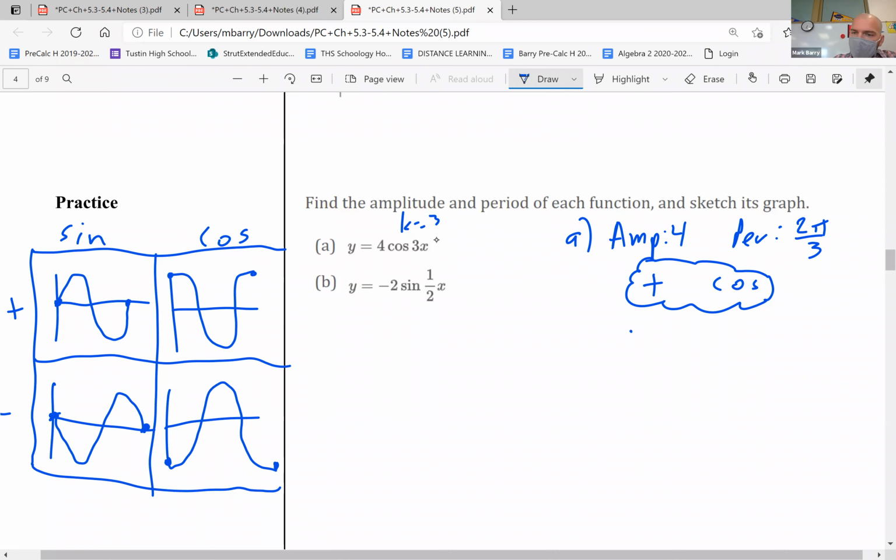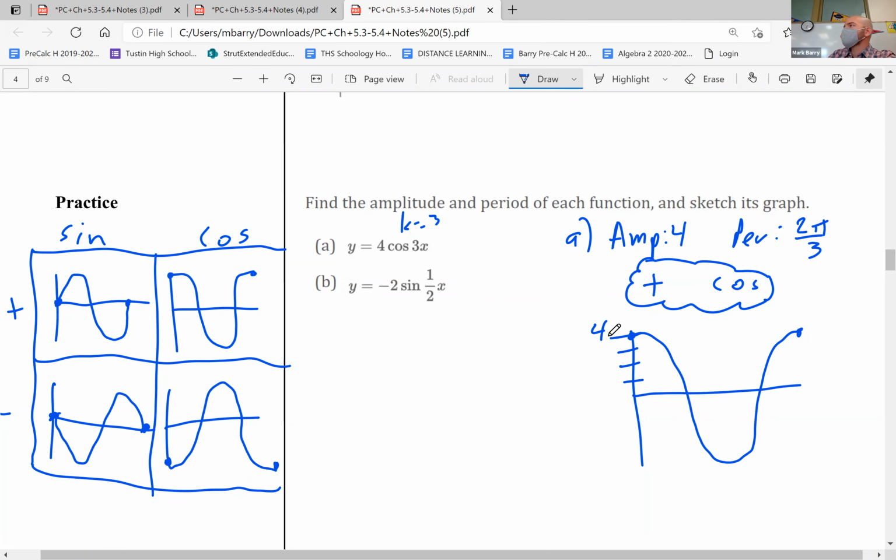So what I'm going to do is just copy that cosine graph over here. I'm just going to redraw it exactly as is. You can see I didn't really change anything, correct? So how am I going to take into account the amplitude and the period on this? Well, I'm going to do that by labeling, okay? So the amplitude is 4, which means this needs to go up 1, 2, 3, 4. So just by labeling that as a 4, that gives me my amplitude of 4.